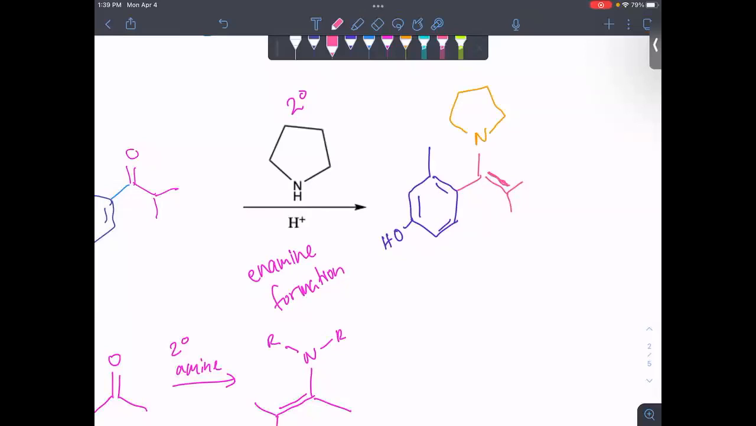Is that conjugated? It is conjugated. And remember, you have the lone pair from the nitrogen, so it's extra conjugated.